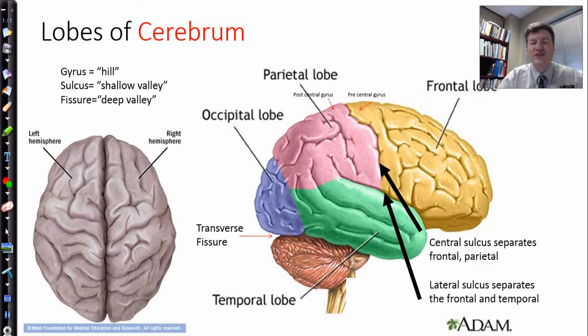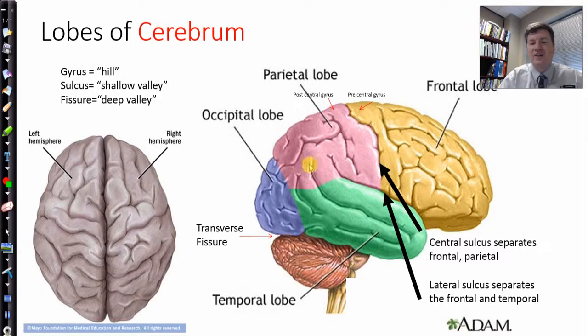So in this view, you're seeing a couple of different orientations of the cerebrum. I do want to point out that we do have these functional lobes. You see frontal, parietal, occipital, and temporal, and those lobes correspond to specific regions of the brain. They also correspond to the bones that cover them. The occipital lobe is under the occipital bone, for example.